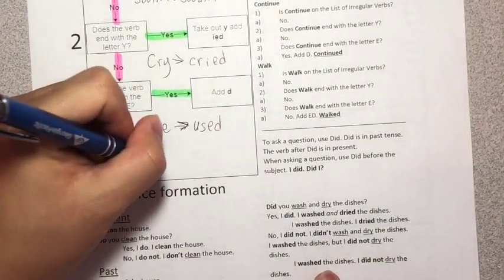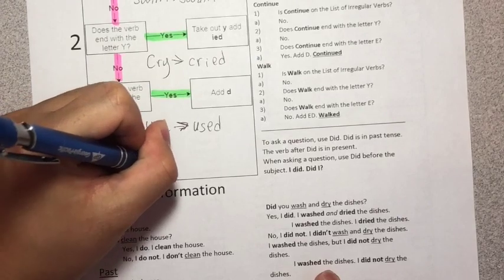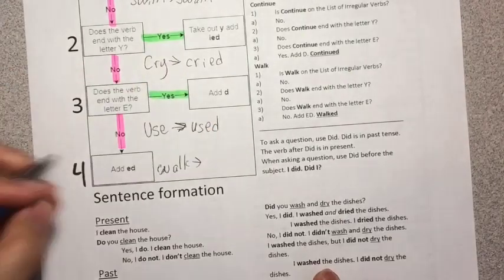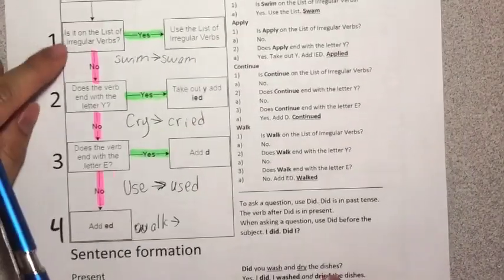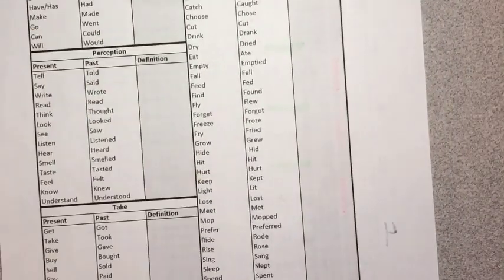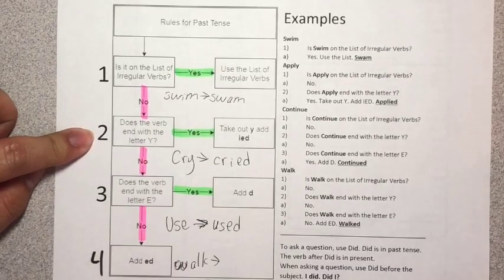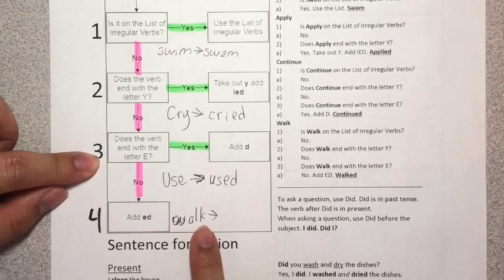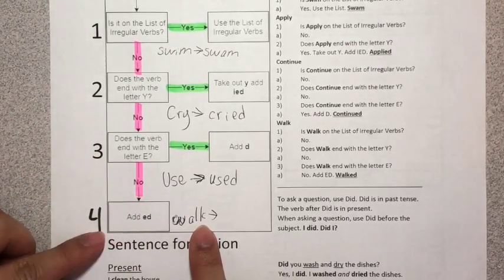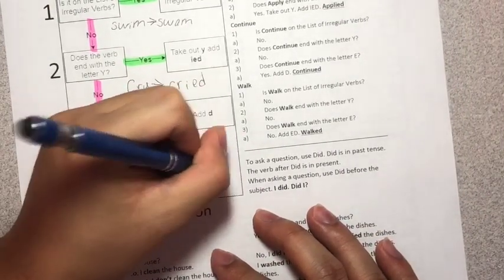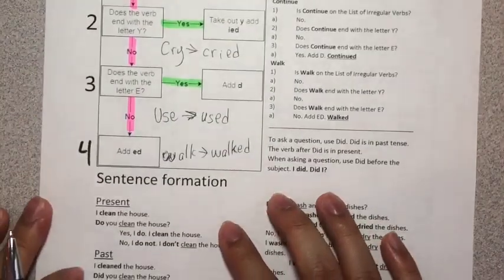Rule number 4. If this is no, this is no, this is no, and this is no, then we just write ED. So let's use walk. Is walk an irregular word? Is it on the list? No, it's not. Okay. Walk. Does walk end with the letter Y? No. Does walk end with the letter E? No. So we just write ED at the end. W-A-L-K-E-D. Walked.